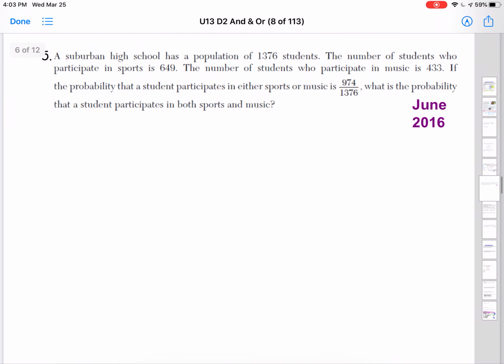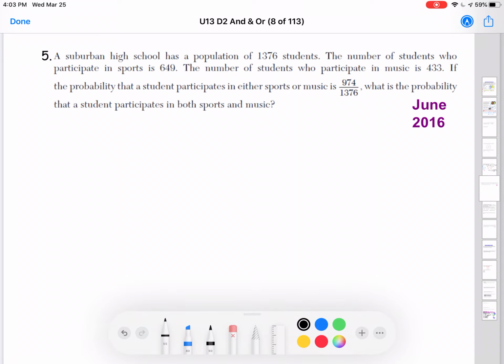All right, so here's an application. This is very common on the Regents. So let's read it first. It says, Suburban High School has a population of 1376. So to me, that seems like a total amount right there, right? The number of students who participate in sports is 649. The number of students who participate in music is 433. It says the probability the student participates in sports or music is 974 over 1376. What is the probability that a student participates in both?